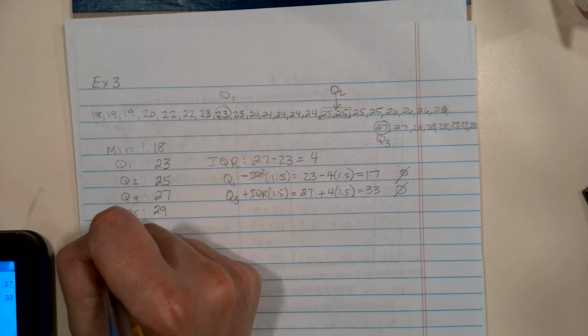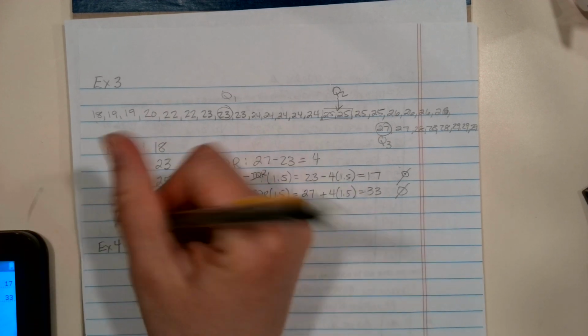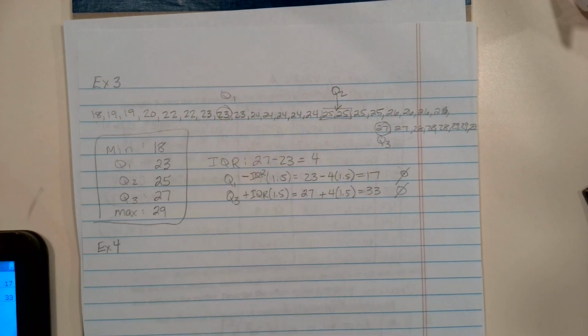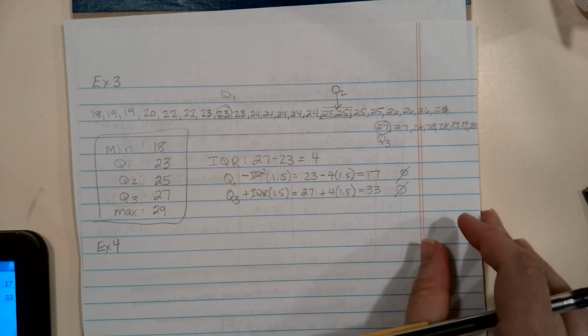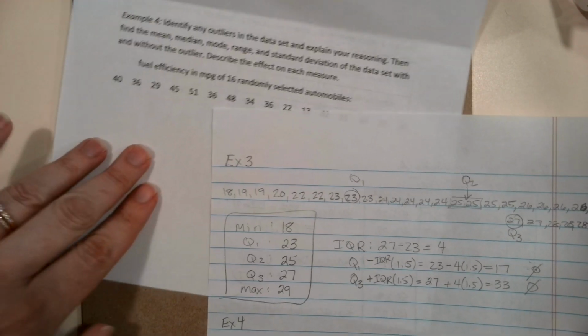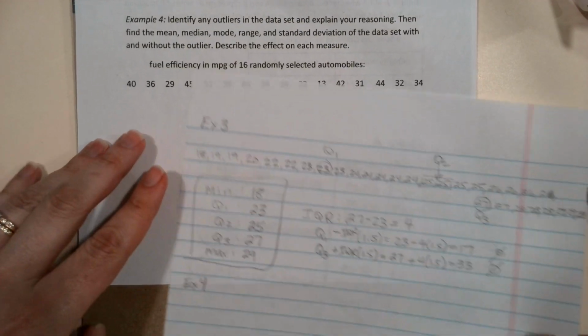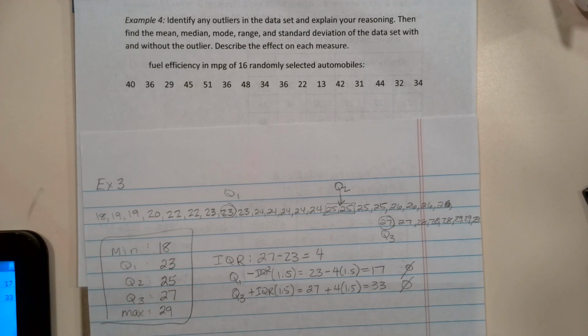All right, let's look at example 4. Okay, the required work is here. Find the min, Q1, 2, and 3, and the max. We are going to look at this data. We're going to identify any outliers in the data set and explain our reasoning. So we have to come up with the work that we did here.